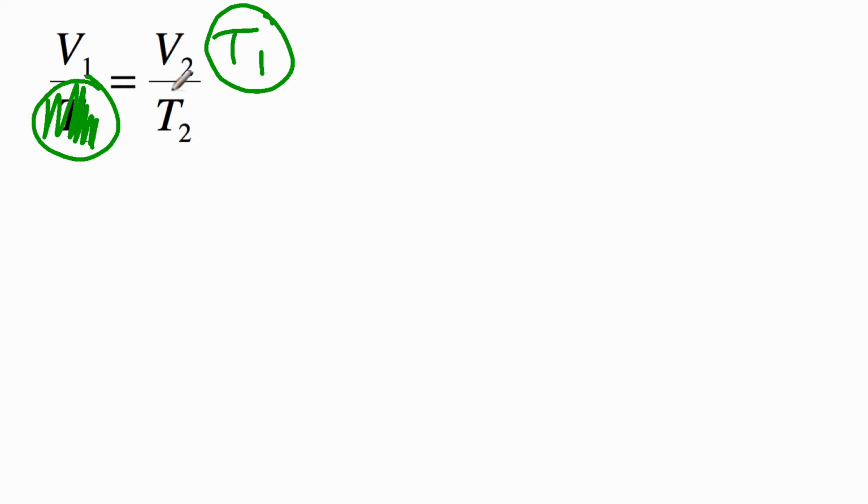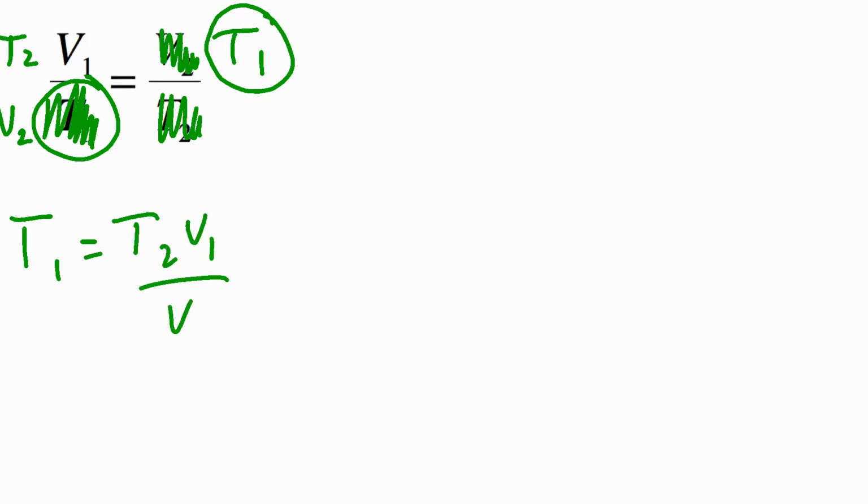Now, T1 is what I'm looking for. I want to get rid of these two. So to get rid of the V2, I can get rid of it here as long as I put it on the bottom on the other side. The T2 I can get rid of as long as I put it on the top on the other side. So my formula will be T1 is equal to T2 V1 over V2. Let's try another one of those.